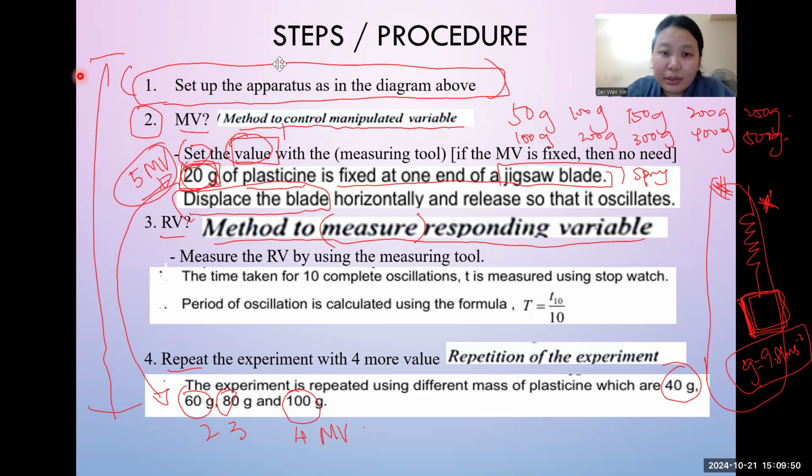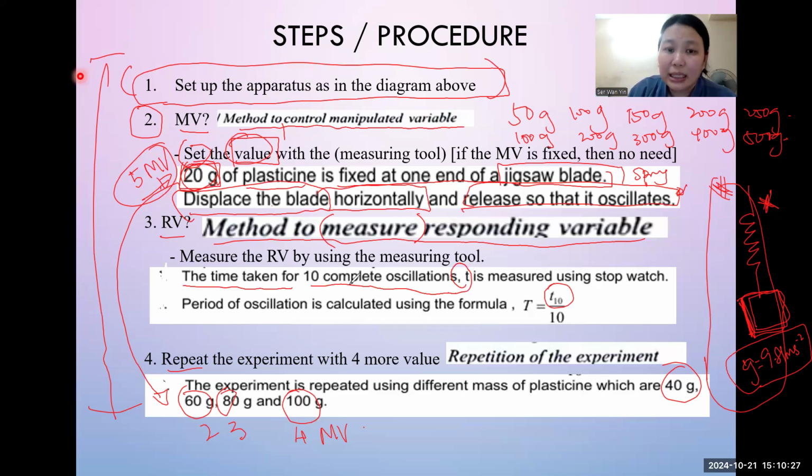Teacher, what does T10 represent? Oh, I lost a few marks on the graph. You just draw, okay? T10 means the time taken for 10 oscillations. You displace the blade horizontally if it's the blade. If it's a spring, you make it higher, vertically. Release it so that it oscillates. Oscillate means swing, but we use oscillate, it's better. Then we measure the time taken for 10 complete oscillations, T.